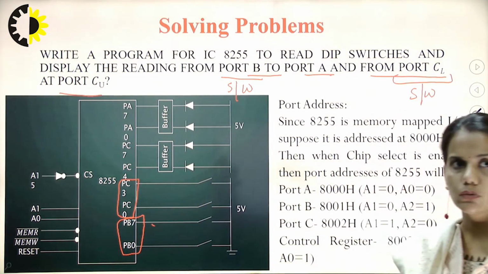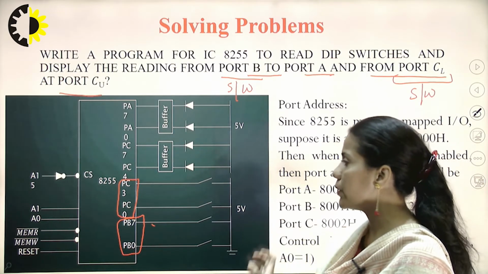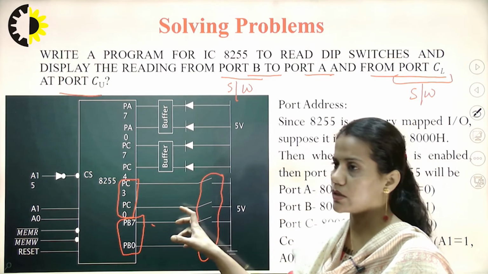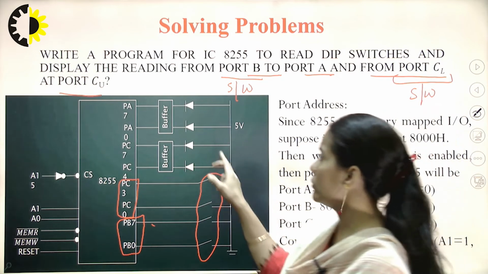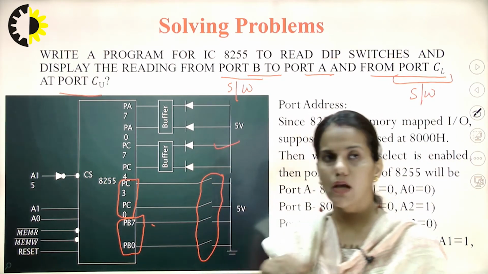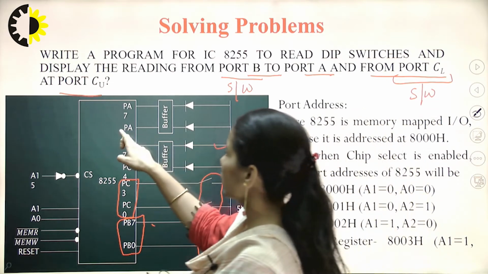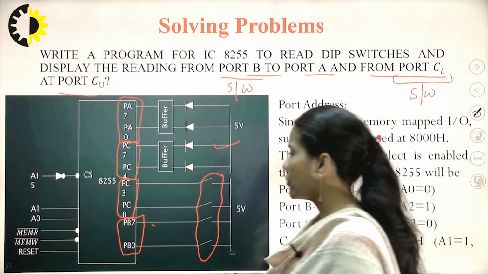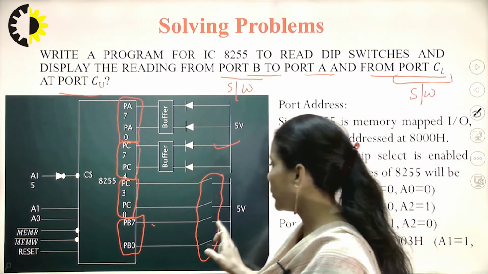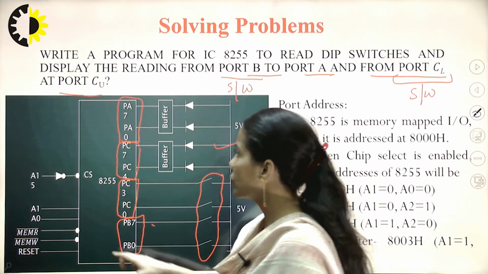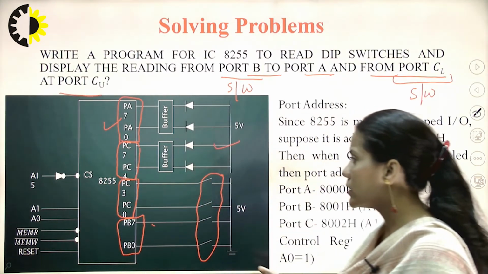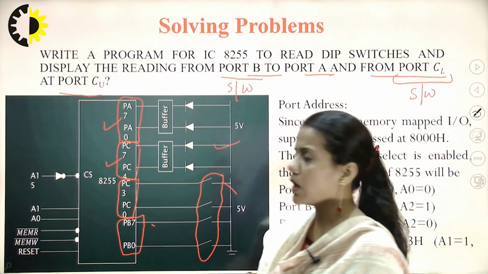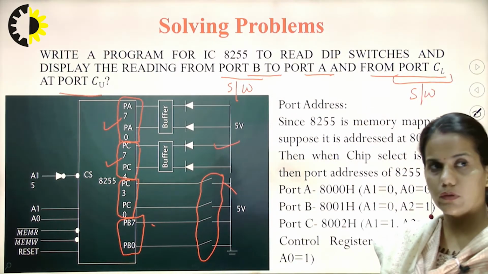So what we have to do is that this device has to read the status of the switches. Corresponding to this status, it has to change the status of LEDs. And where are the LEDs connected? LEDs are connected at port A and port C upper. So it is saying that the status of the switches connected at port B should be obtained at port A, and the status of the switches connected at port C lower part should be obtained at port C upper part. So now we will solve it.